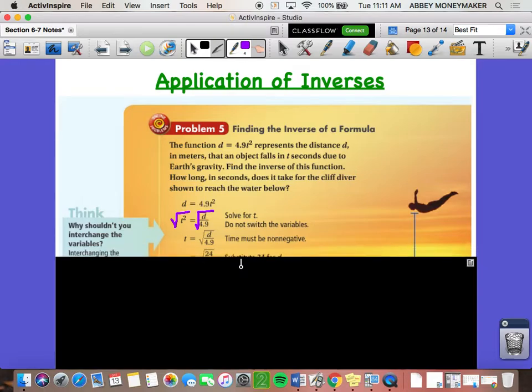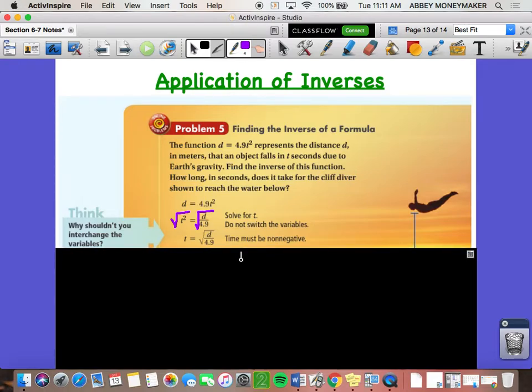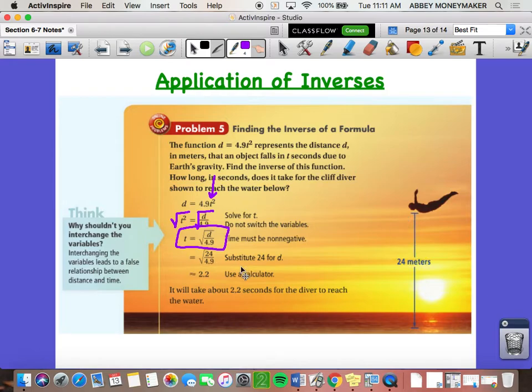All right? So again, no switching of the variables here, just isolating of the other variable. So if you want to find the inverse, all you got to do is solve for the variable that's not by itself. Okay? So here's our inverse equation. So now the second part of the question says, how long does it take for the cliff diver shown to reach the water below? So this is why we had to find the inverse, because it asked us to solve for t. How long does it take? That's asking for you to figure out what t is. And it says here that the dive is 24 meters, so all I have to do is plug in 24 for d. So I take the square root of 24 over 4.9, and I get 2.2. So it would take about 2.2 seconds for him to hit the water.